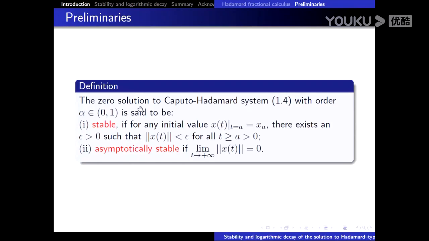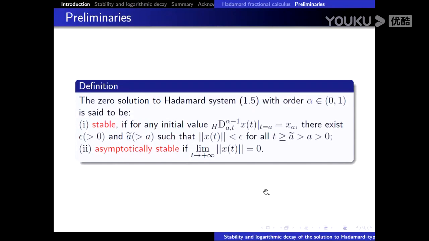So we can define the zero solution to the capital Hadamard case with this order to be stable if for all initial value conditions there exists an epsilon greater than 0 such that this holds for all t. Asymptotically stable if this holds. This is just the nearby of stability for such kind of equation.